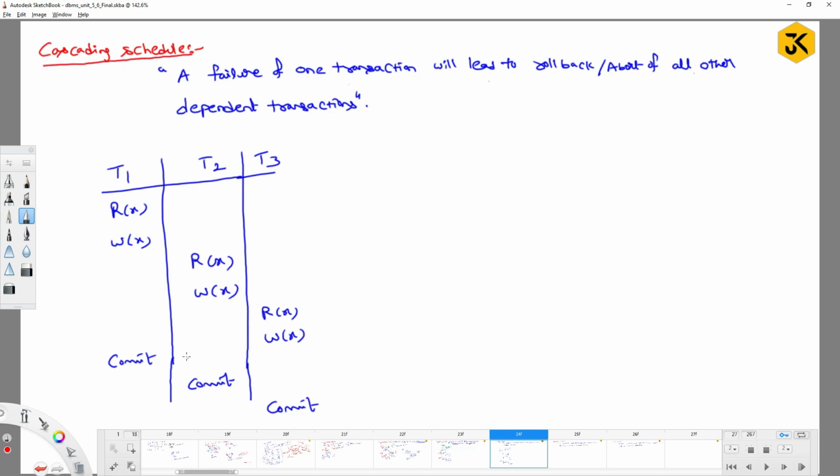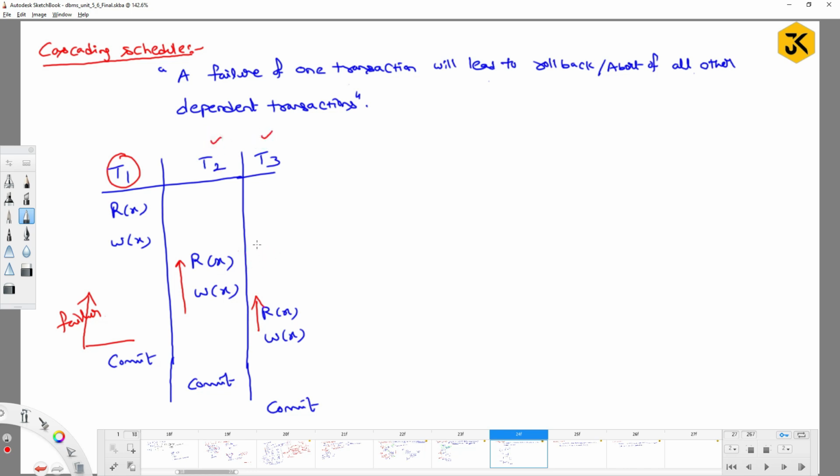Because what the cascading schedule means, if I am saying that a transaction T1 is going to fail, that failure is going to cause rollback of all other transactions, right? As I am trying to roll back T1, whatever the dependent transactions are there, T2 is dependent, so whatever operations are done by T2 are going to be rolled back, and whatever operations are done by T3 are going to be rolled back. Am I right or not? Why are T2 and T3 going to be rolled back?